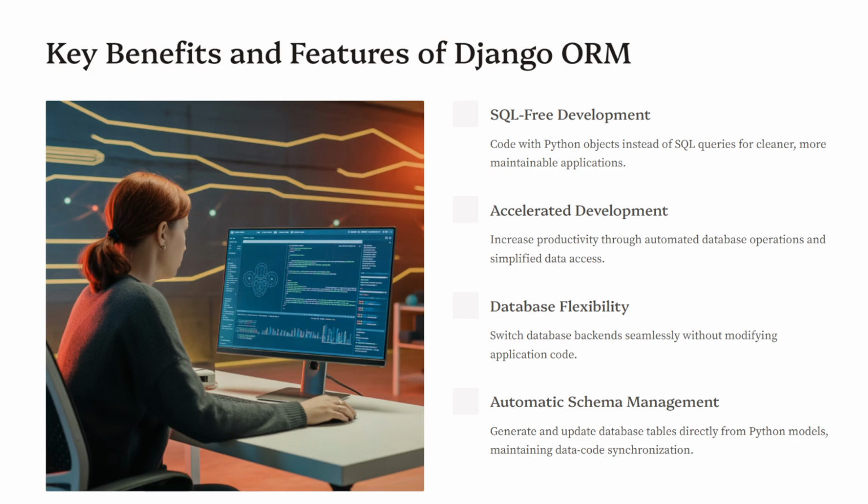We also have database flexibility, which is another key benefit or feature of Django ORM, where we can switch databases seamlessly without modifying the application code. Another key benefit of Django ORM is automatic schema management, where there is generation and updating of database tables from Python models, maintaining data and code synchronization.